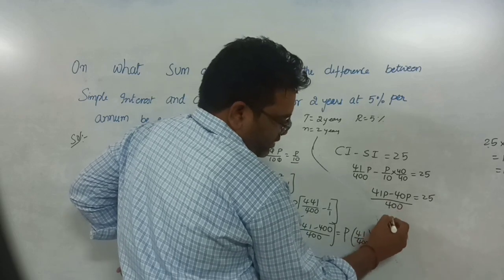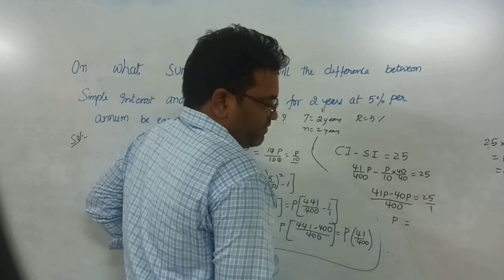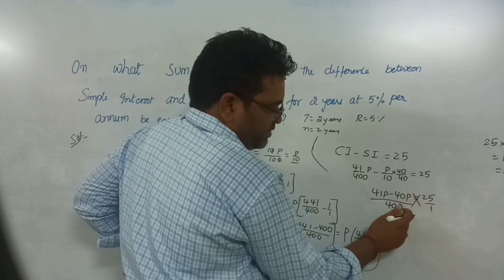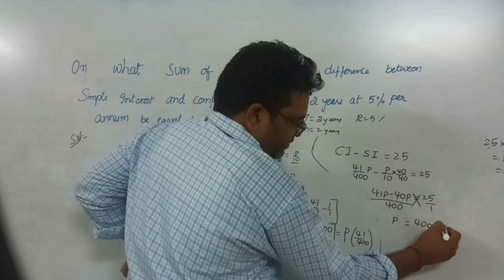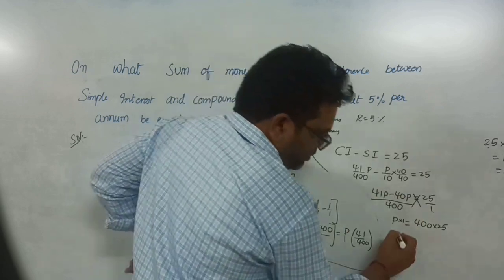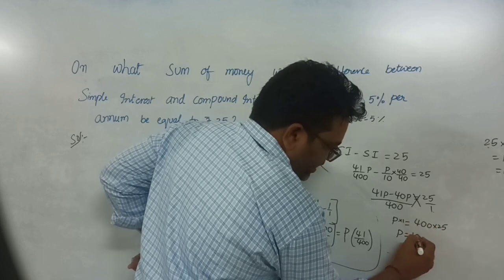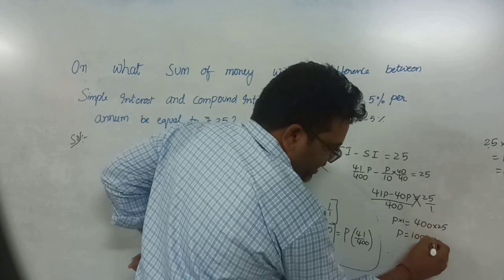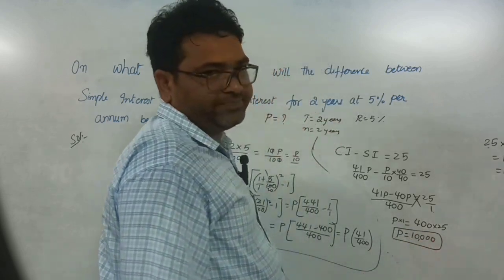So here P is equal to 25 by 1, just cross multiplication, 400 into 25, and 1 into P remaining. Now P is equal to 25 into 4 is 100, and 2 zeros are there, so P is equal to 10,000.